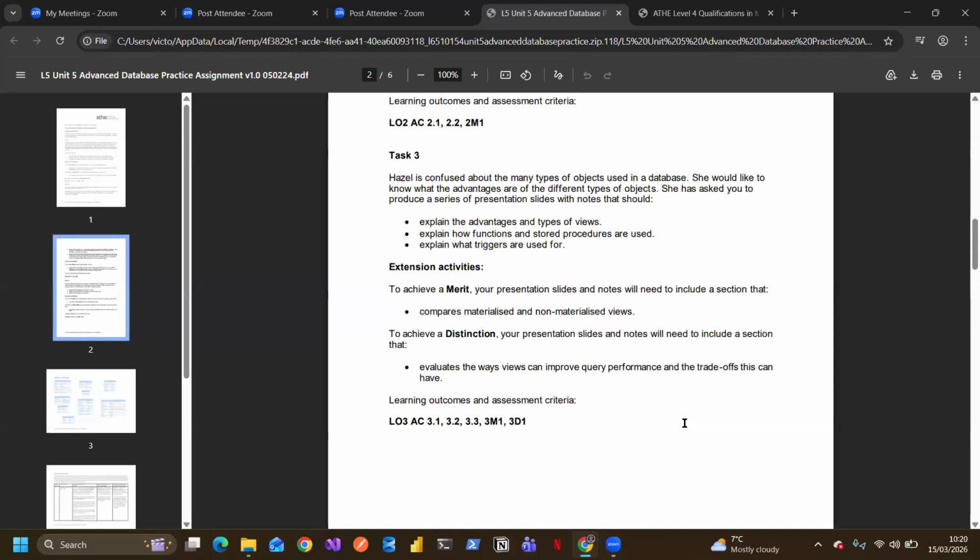So for the extension activity, to achieve a merit, your presentation slides and notes will need to include a section that compares materialized and non-materialized views. To achieve a distinction, your presentation slides and notes will need to include a section that evaluates the way views can improve queries, performance, and the trade-offs that this can have.